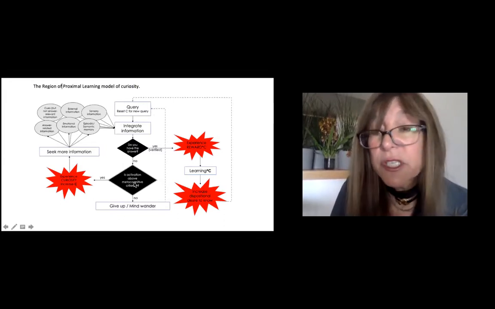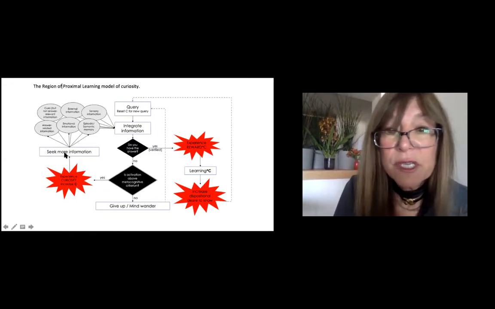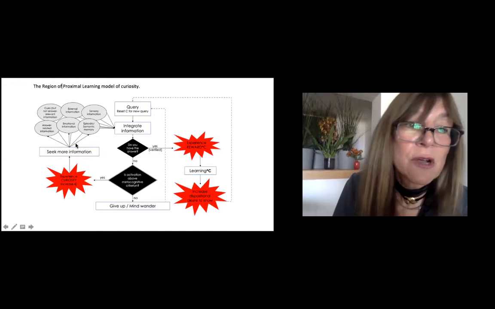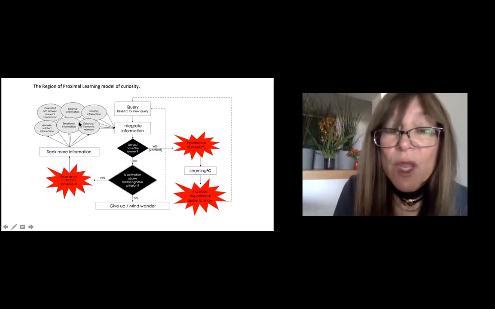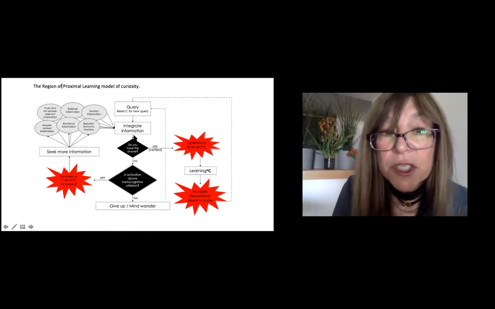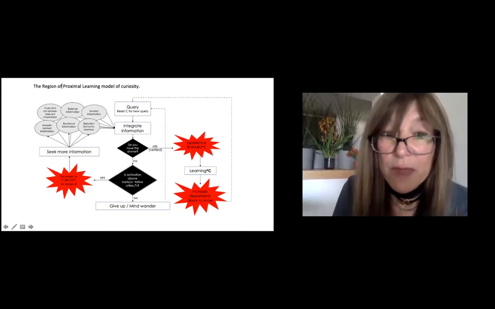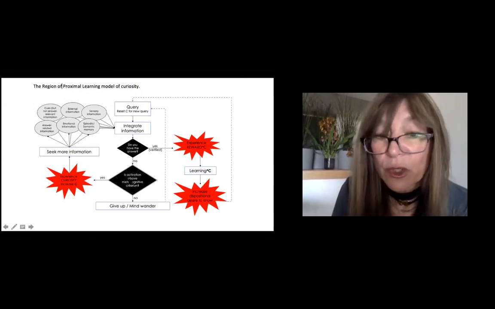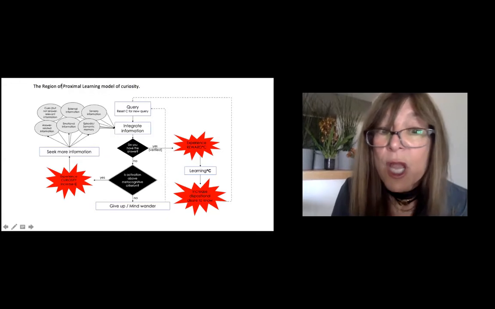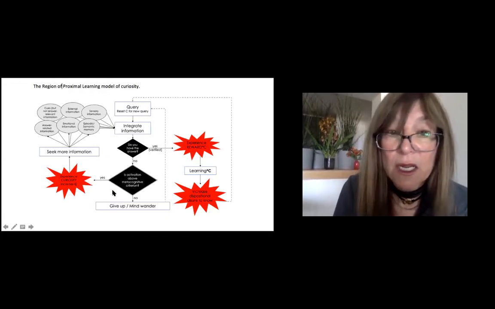If the answer is yes, you experience curiosity and you start seeking more information. You can seek information from every source that you can. You then integrate that information and you try again. Maybe you're going to get it this time. Maybe you're not. Maybe you've fallen out of the region of proximal learning and you give up and mind wander. Maybe you've got more information and you go back and seek again.